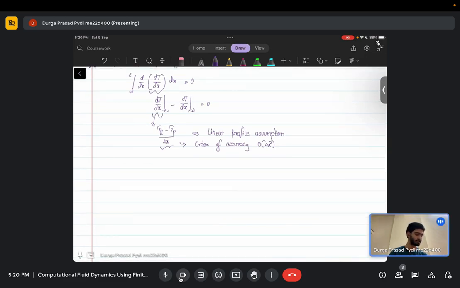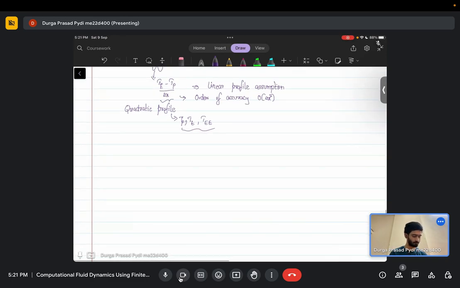What the question asks now is to do it for a quadratic profile assumption. It basically means that to approximate the value on the east face, don't just use the value of the P cell but also use the east cell. So we'll be using all 3 cell values to get the profile assumption.